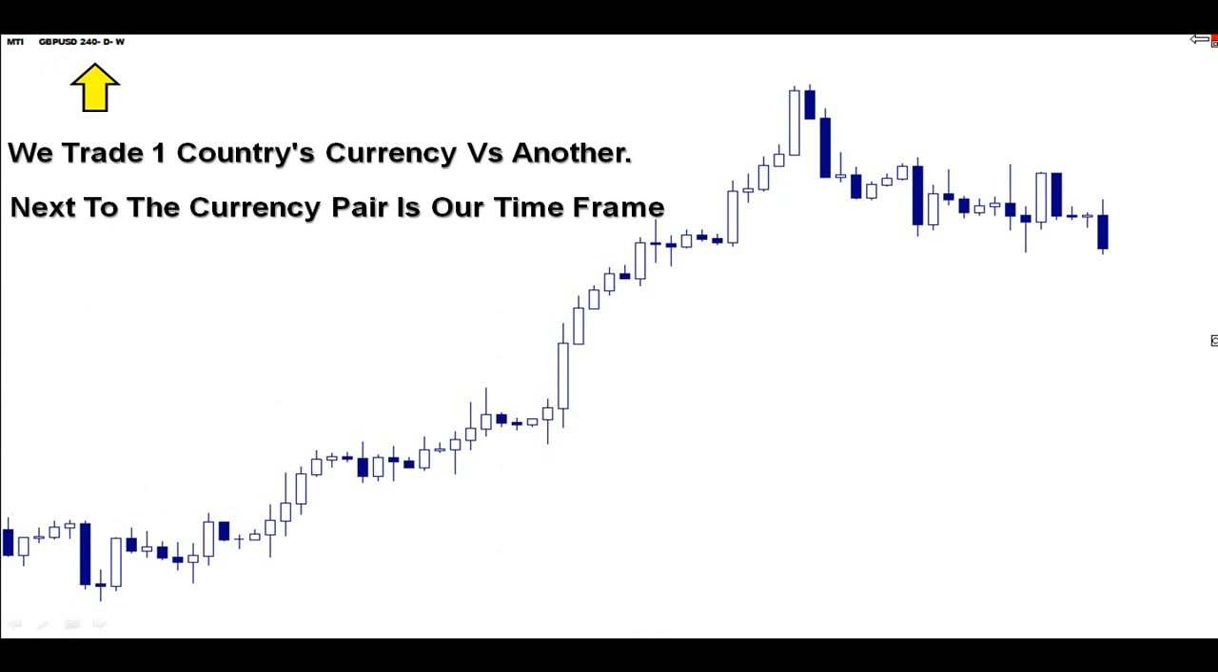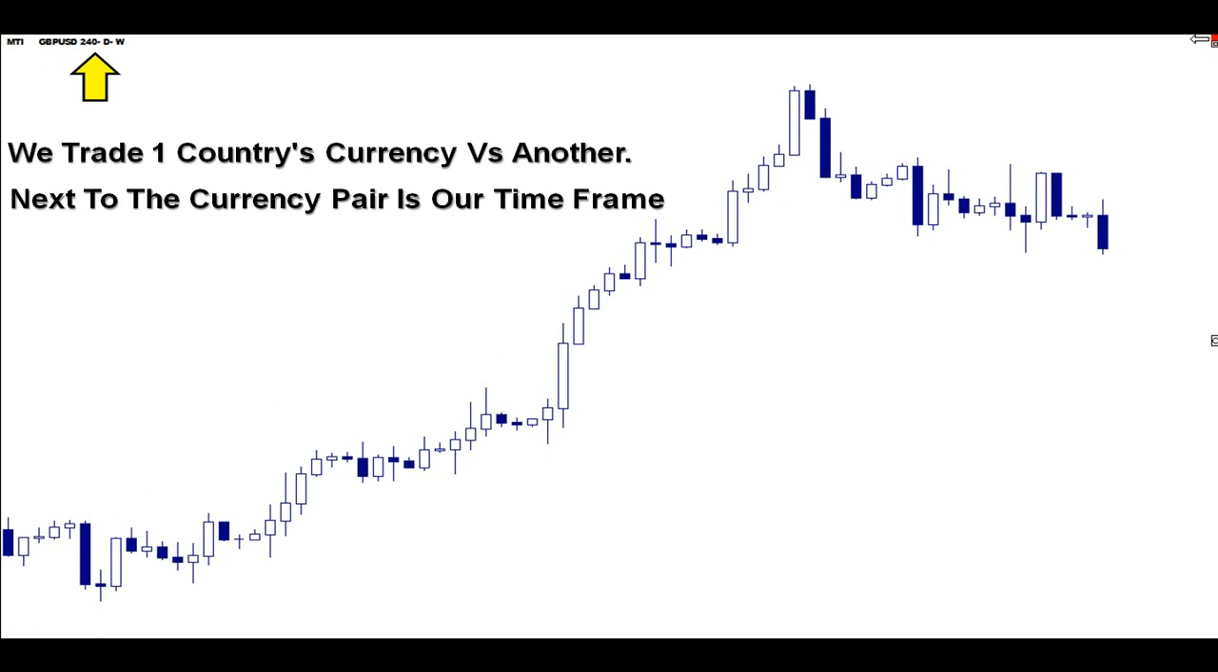All right. Now, take a look once again at the top left-hand side of my screen. How many of you see the number 240? All right. That number denotes that each candlestick, so each candle right here, represents 240 minutes per candlestick.